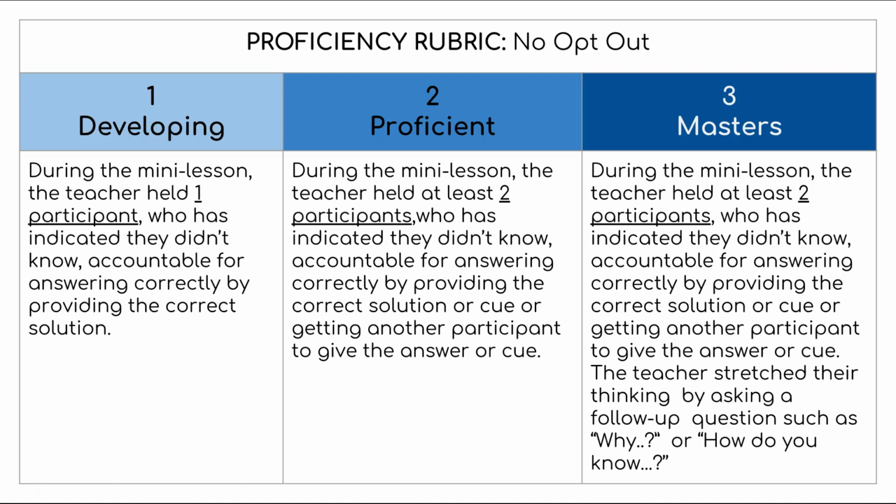Now that you've learned the no opt-out technique, let's review the proficiency rubric one more time. During the demonstration lab, you'll present a 10-minute mini-lesson in which you model no opt-out. You'll receive feedback based on the proficiency rubric you see on the screen. To earn credit for this course, participants must score at the proficient or master's level.